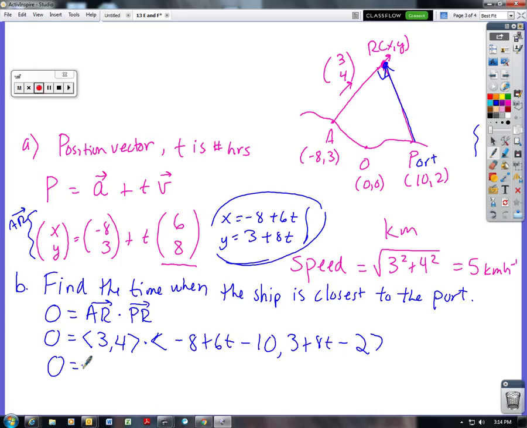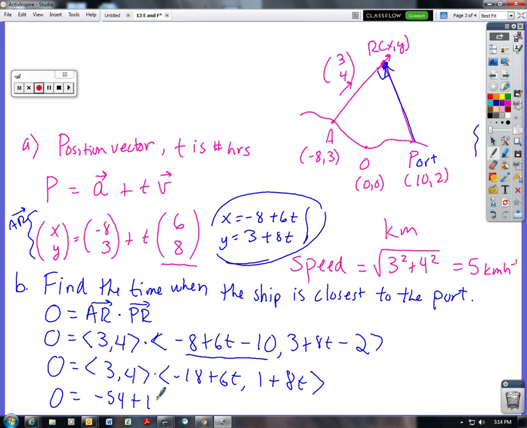Okay, now we're going to dot these together. So 3 is going to get multiplied to this whole part here. Oh, by the way, I think I'm going to simplify that first a little bit. That's -18 plus 6t, and then 1 plus 8t. Now I'll dot them together. So that's going to be -3 times -18 is -54. 3 times 6 is 18t. And then 4 times 1 plus 4 times 8t.